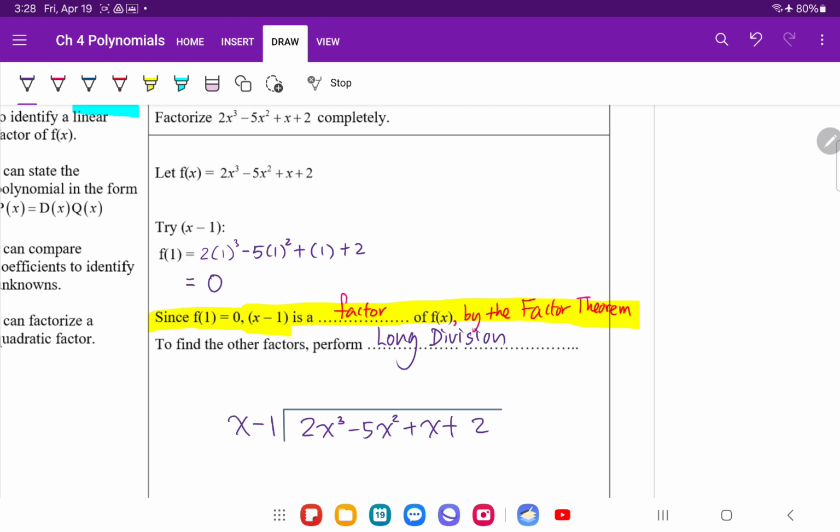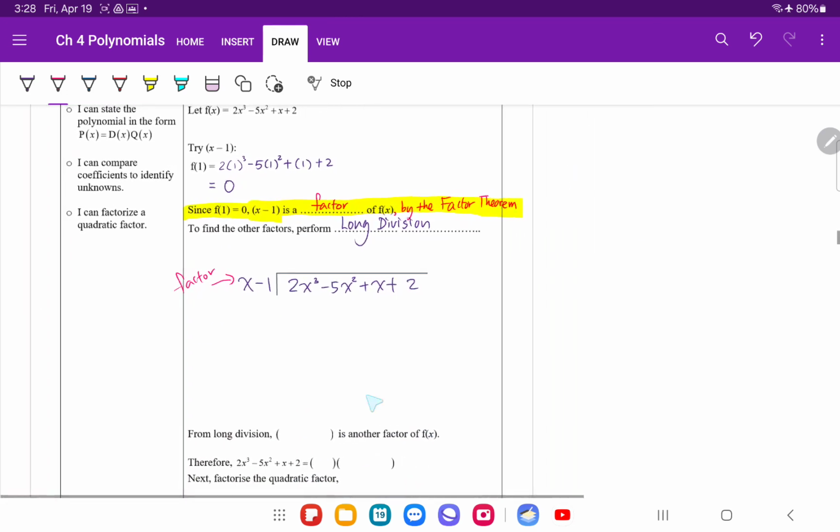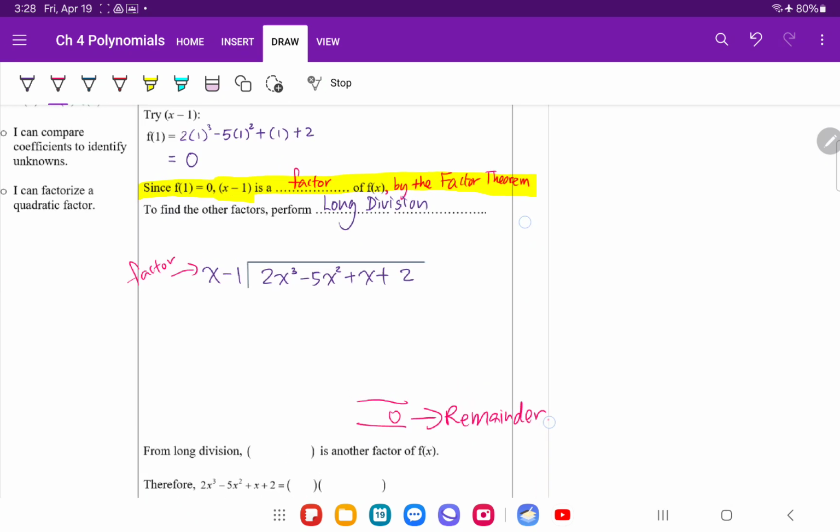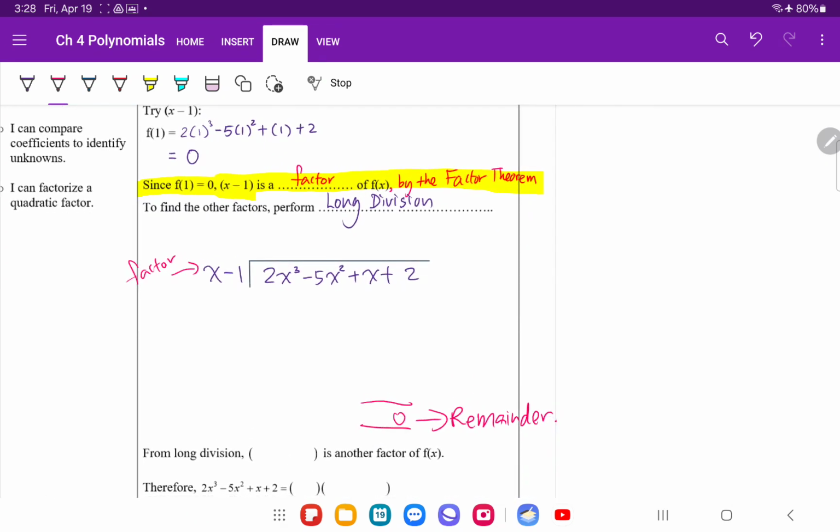Since this is a factor already, we know for sure this is a factor. Please take note that later when you finish, your remainder must be 0. If you never get a remainder 0, something is wrong with your working. Now, can I give you some time to complete the long division by yourself and check the answer when you're ready?